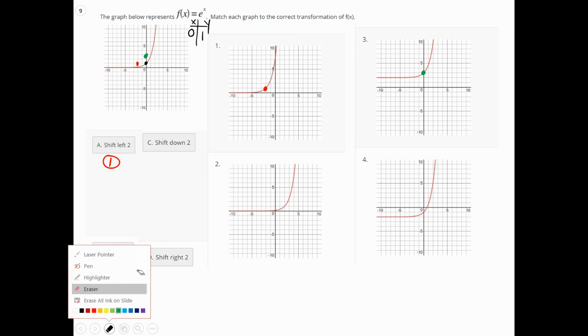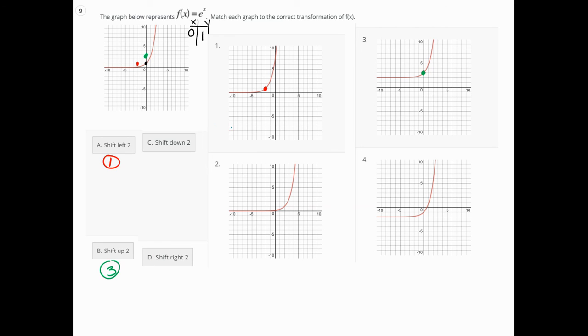Okay, then change colors. And let's go to C, which is shift down 2. So if I look at that, down 2 would put me down here. And I'm looking for a graph that has a point down there. It looks like number 4. So this would be number 4.